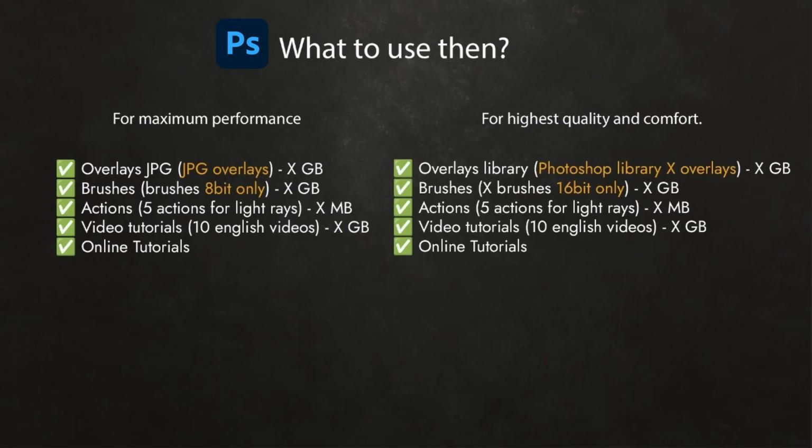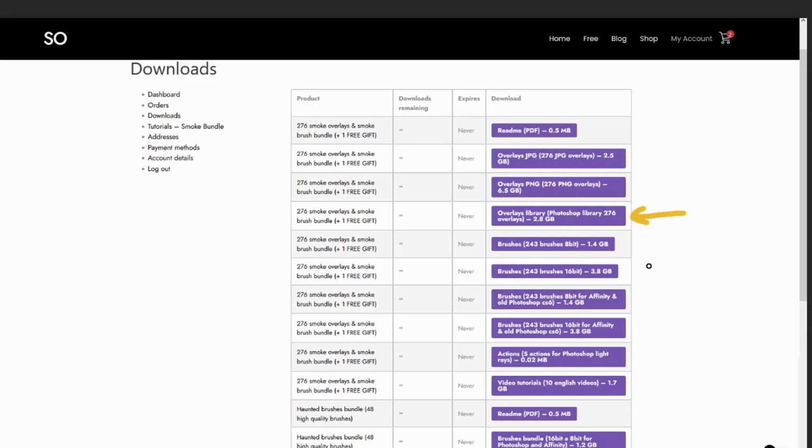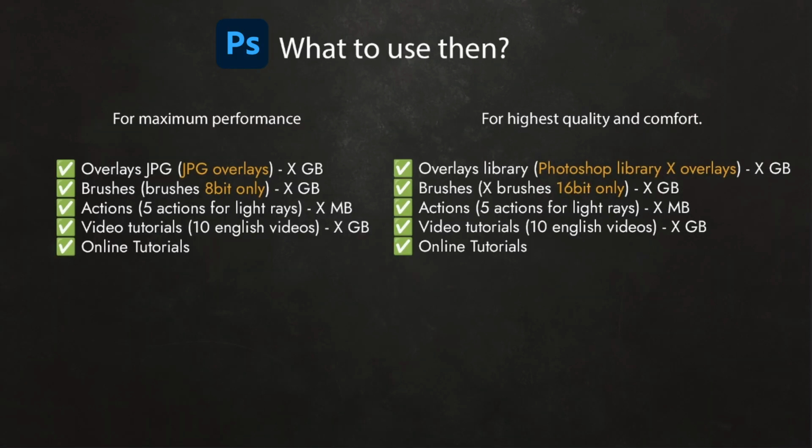If you are looking for uncompromising quality and convenience, we recommend using overlays as an imported library in 16-bit brushes. This option may slightly slow down the performance of the graphic editor on less powerful setups. So it's up to you whether you decide on quality or speed, and it depends only on your specific needs.